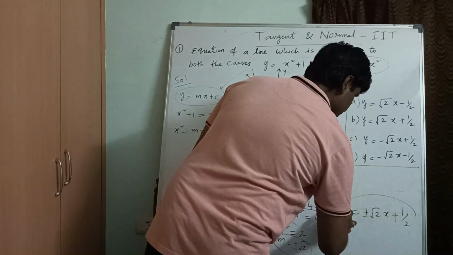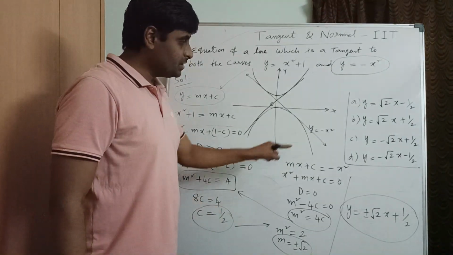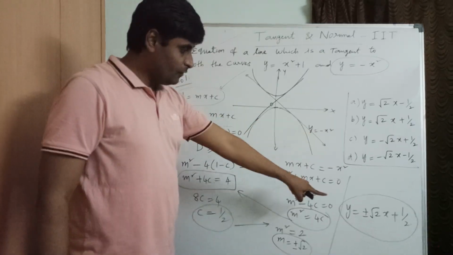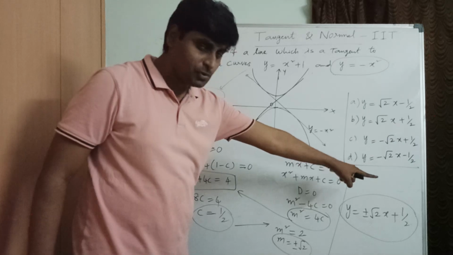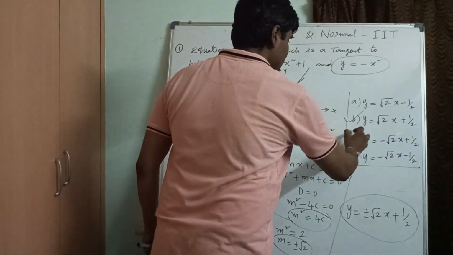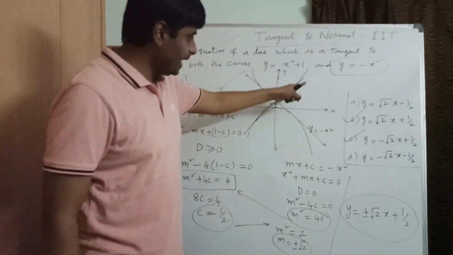Correct? So actually this is a question based on more than one correct answer. So which of the following options is correct here? y equal to plus root 2x plus 1 by 2. y equal to minus root 2x plus 1 by 2. So these both are the required equations of tangent, common tangent.